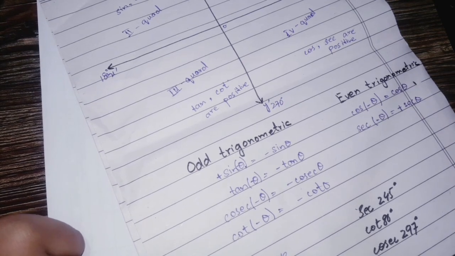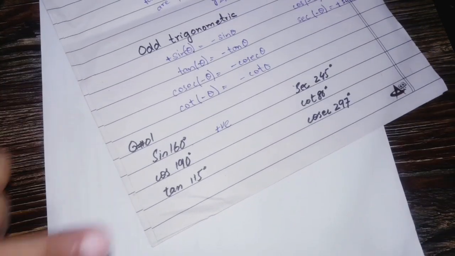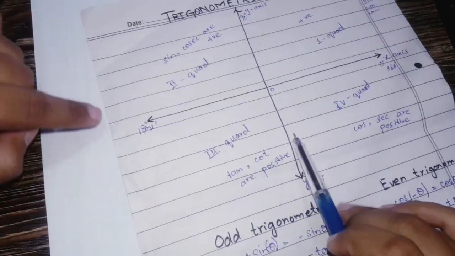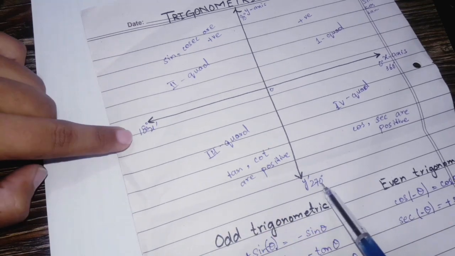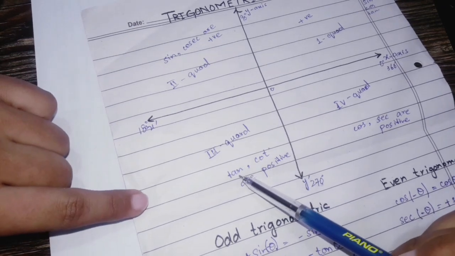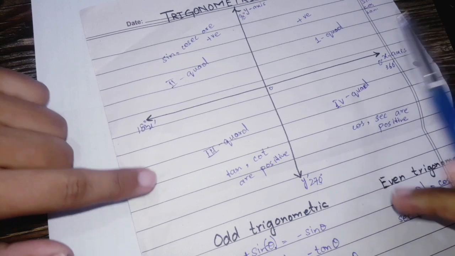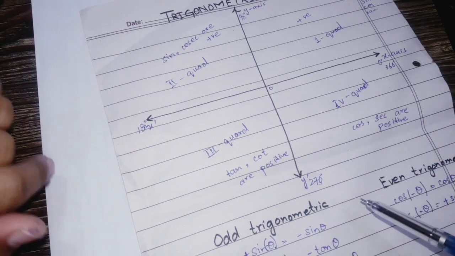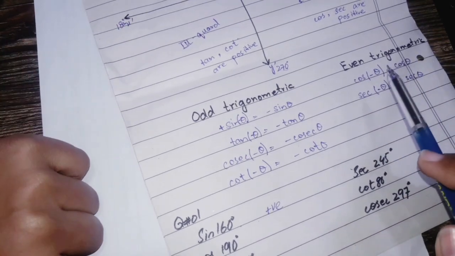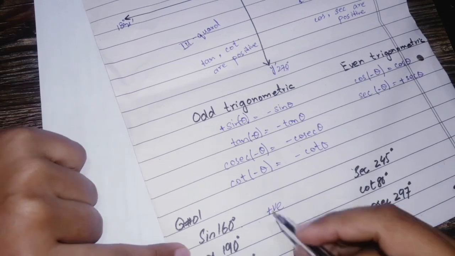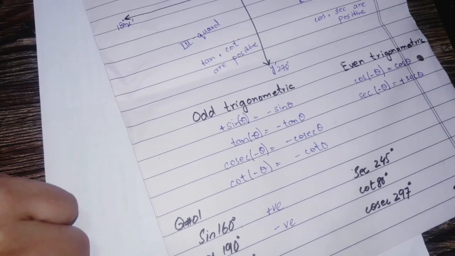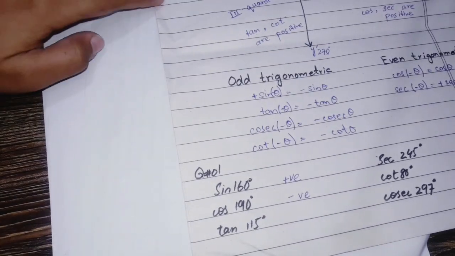Now we will consider cos 190. Cos 190 exists between 180 and 270, so it is in the third quadrant, and we know that in the third quadrant tan and cot are positive and all the other trigonometric functions are negative. So cos 190 is negative in the third quadrant.